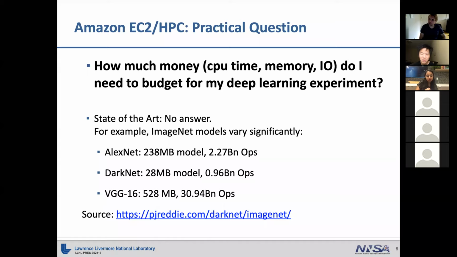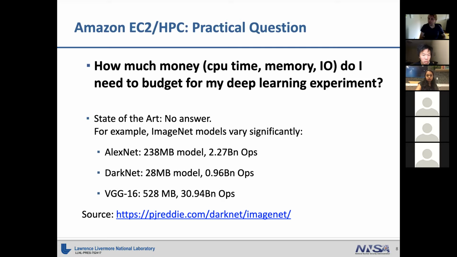And then what we did is we just looked at the state of the art. We said, okay, how long does it take to train an AlexNet, a DarkNet, a VGG16? And it turns out that's not an answer, because an AlexNet is a 238 megabyte model, right? This is sort of the net to do ImageNet tasks right now. And the same ImageNet task is solved with a DarkNet with 28 megabytes of model and 0.96 billion operations of training. And VGG16, however, has twice the model of the original AlexNet, but then 10 times the training time.